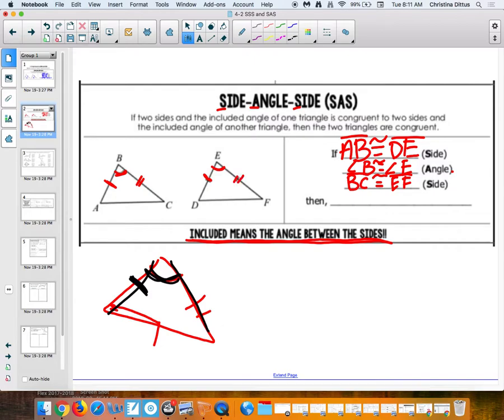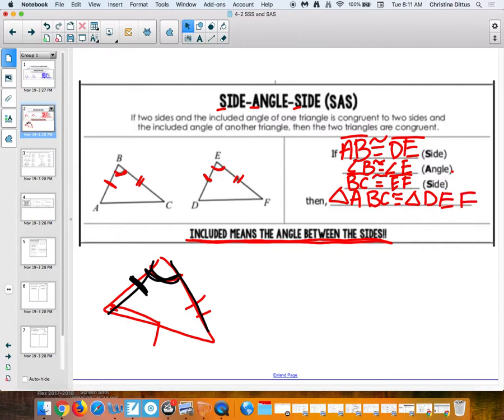So again, instead of proving every single side and every single angle, if I have a side, an angle, and a side, and that angle is the one directly in between those 2, then I can say my triangles are congruent. So triangle ABC is congruent to triangle DEF. Okay. I'm going to throw another one in here.